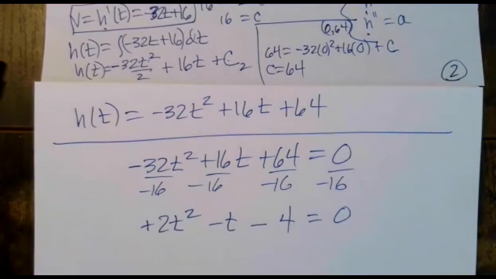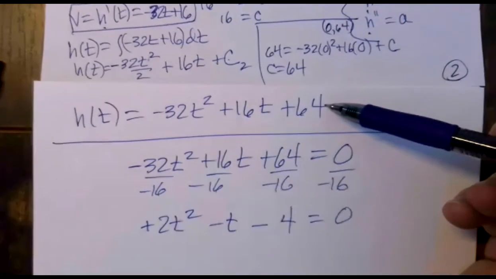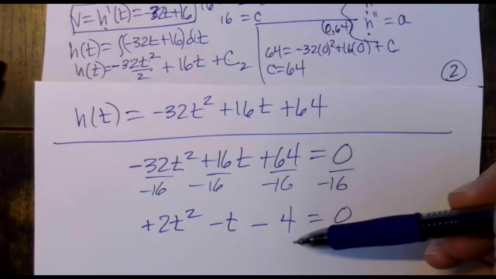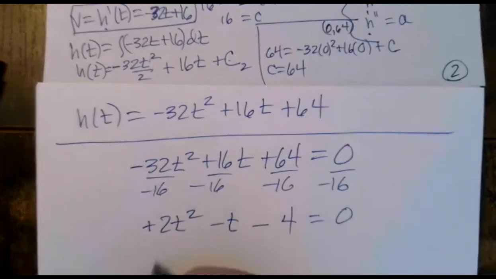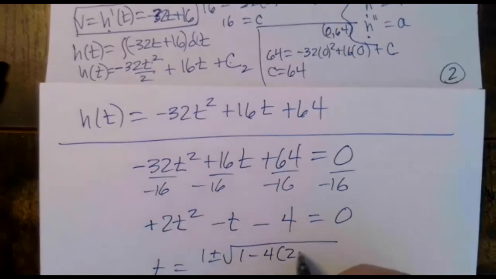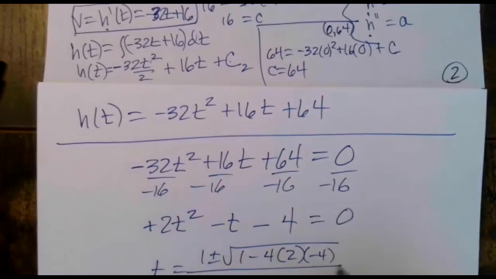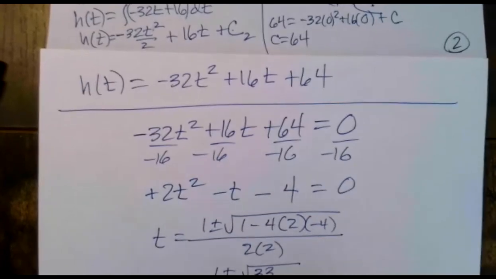Equals 0. That's not cool. Did I mess something up? I hope not. 16 into 64. That's right. I'm just looking at this thinking this is probably not going to factor. That's all. Okay, so t equals 1 plus or minus the square root of b squared minus 4 times 2 times negative 4. I'm really careful with the 4ac over 2. So this is now 8 times 4 is 32 plus 1 is 33. Be really careful with signs. Over 4.